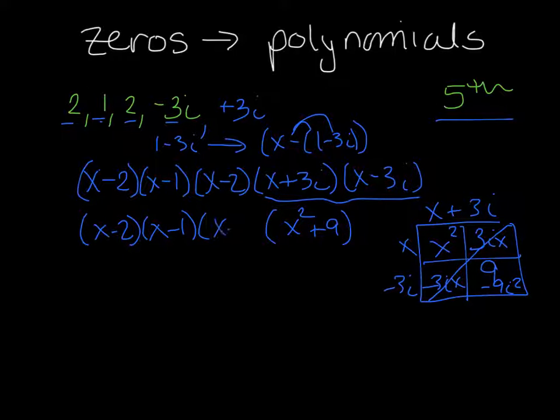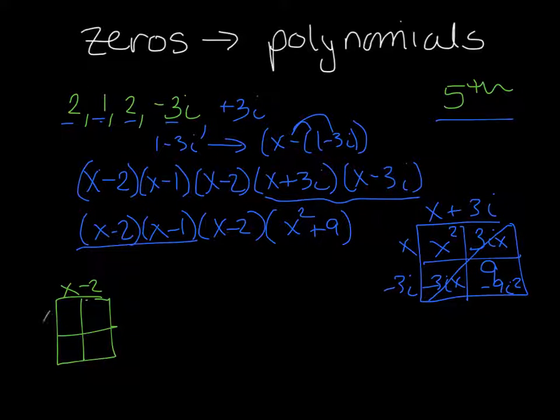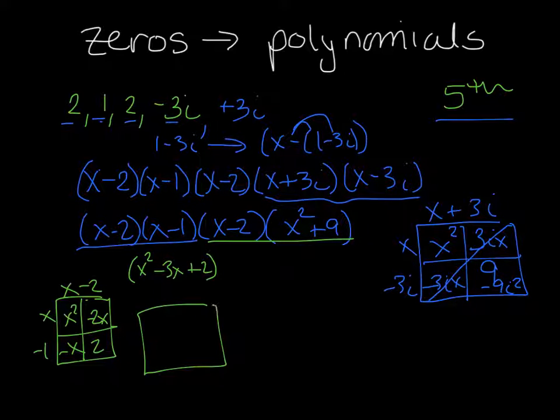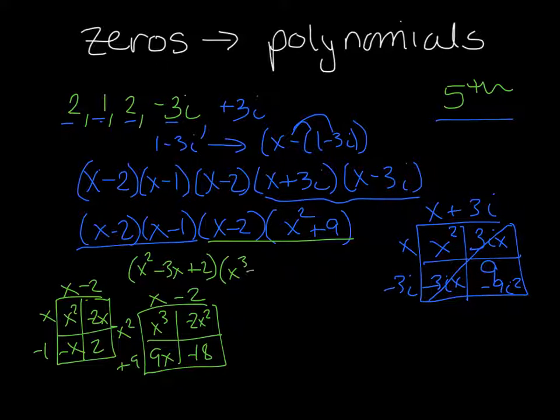And then we can just go ahead and keep on working our way through, multiply 2 of them out. I'm going to switch colors here. So we have x minus 2 and x minus 1. Go ahead and multiply them out. You should be really good at this by now. So we have x squared minus 3x plus 2. I'm going to multiply these two out now. We have x minus 2 and x squared plus 9. So we've got x cubed minus 2x squared, 9x, and then a minus 18. So I put x cubed minus 2x squared plus 9x minus 18.